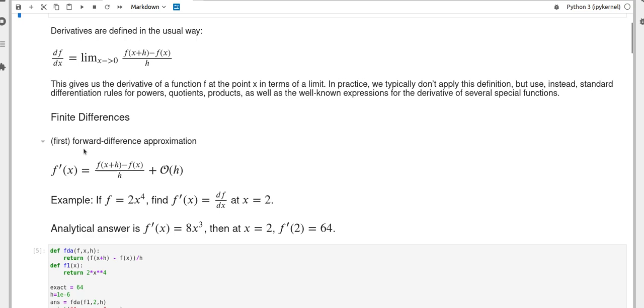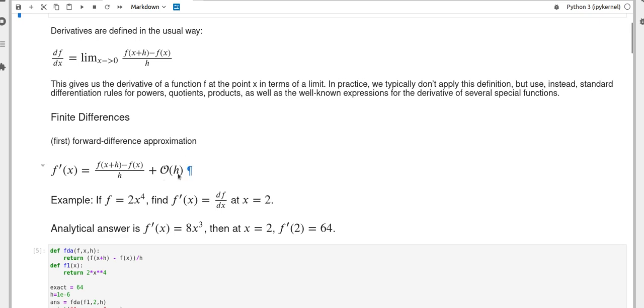Now, the first forward difference approximation is written as f prime of x equals f of x plus h minus f of x over h, which is like the definition of a derivative. There is also the order of accuracy of the numerical method being used. For example, here it is accurate up to order h, which is not so good. There are methods that are accurate up to order h squared.